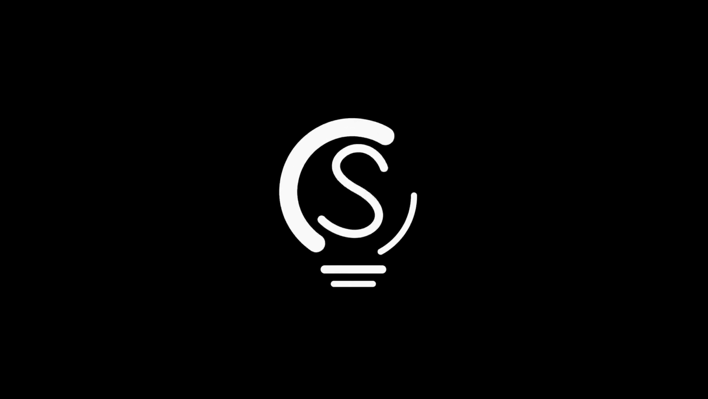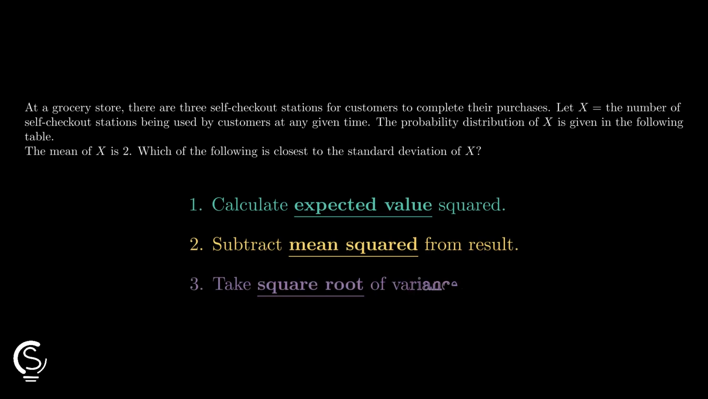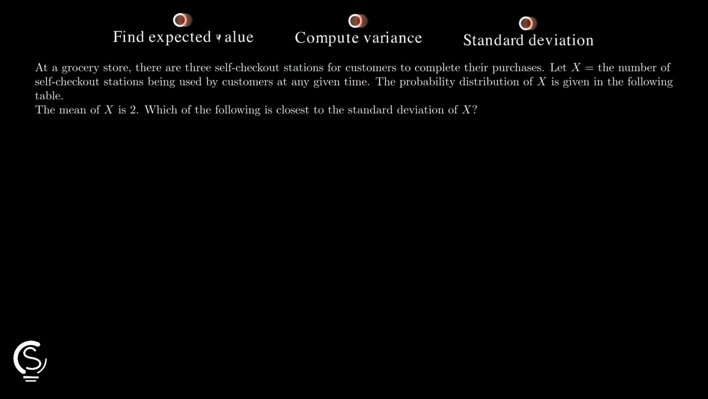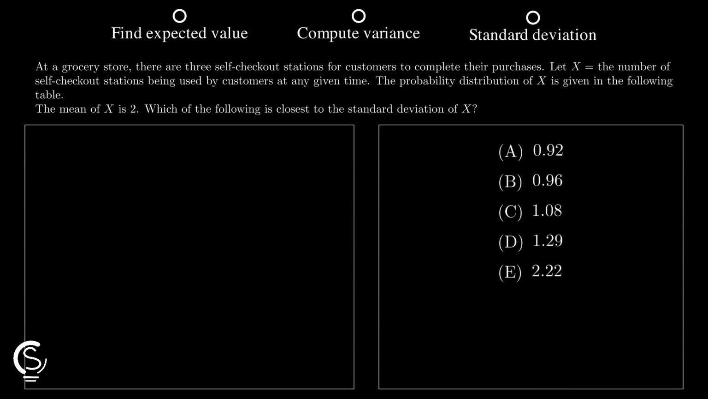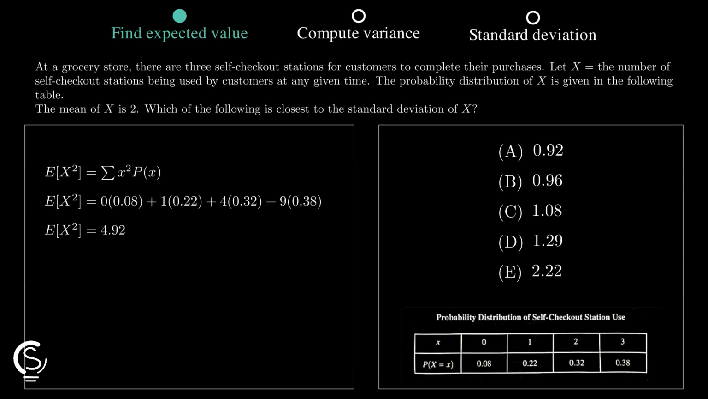Let's level up. Calculating standard deviation for a probability distribution is actually super fast when you follow these 3 simple steps to find the final result in 60 seconds. First, we find the expected value of x squared by multiplying each squared x value by its corresponding probability and summing them up to get exactly 4.92. Boom!